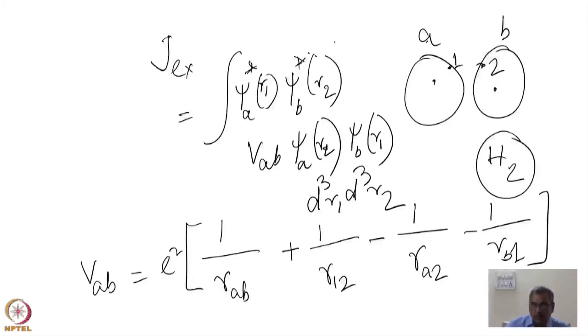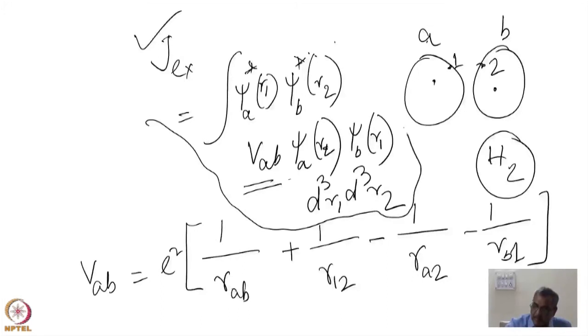This is purely Coulombic in nature, but this exchange term comes due to Pauli exclusion principle, where you can see that in this integration, I have kept V_AB as I wrote here, but I take it from a state where the things are exchanged and where the things are not exchanged, and this comes because two electrons are identical particles. This is the integral part, J exchange.